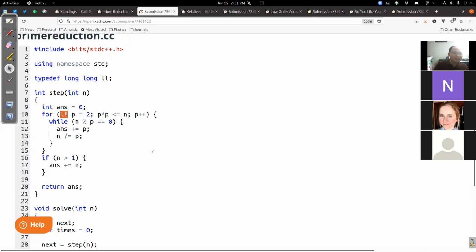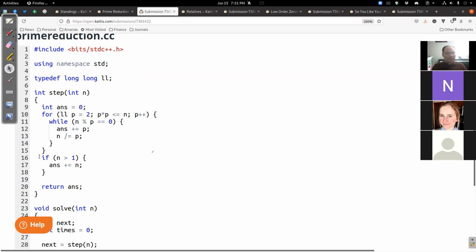And now if it's divisible by 2, 4, 2, 3, whatever it is, here I'm using a while loop because I could divide by 2 multiple times. I could divide by 3 more than once. So while n is divisible by p, I add one more p to the answer, the sum of the factors, and I divide the number by p. Whenever I find a divisor, this n actually gets smaller, which will allow this loop to terminate a little bit faster, possibly.